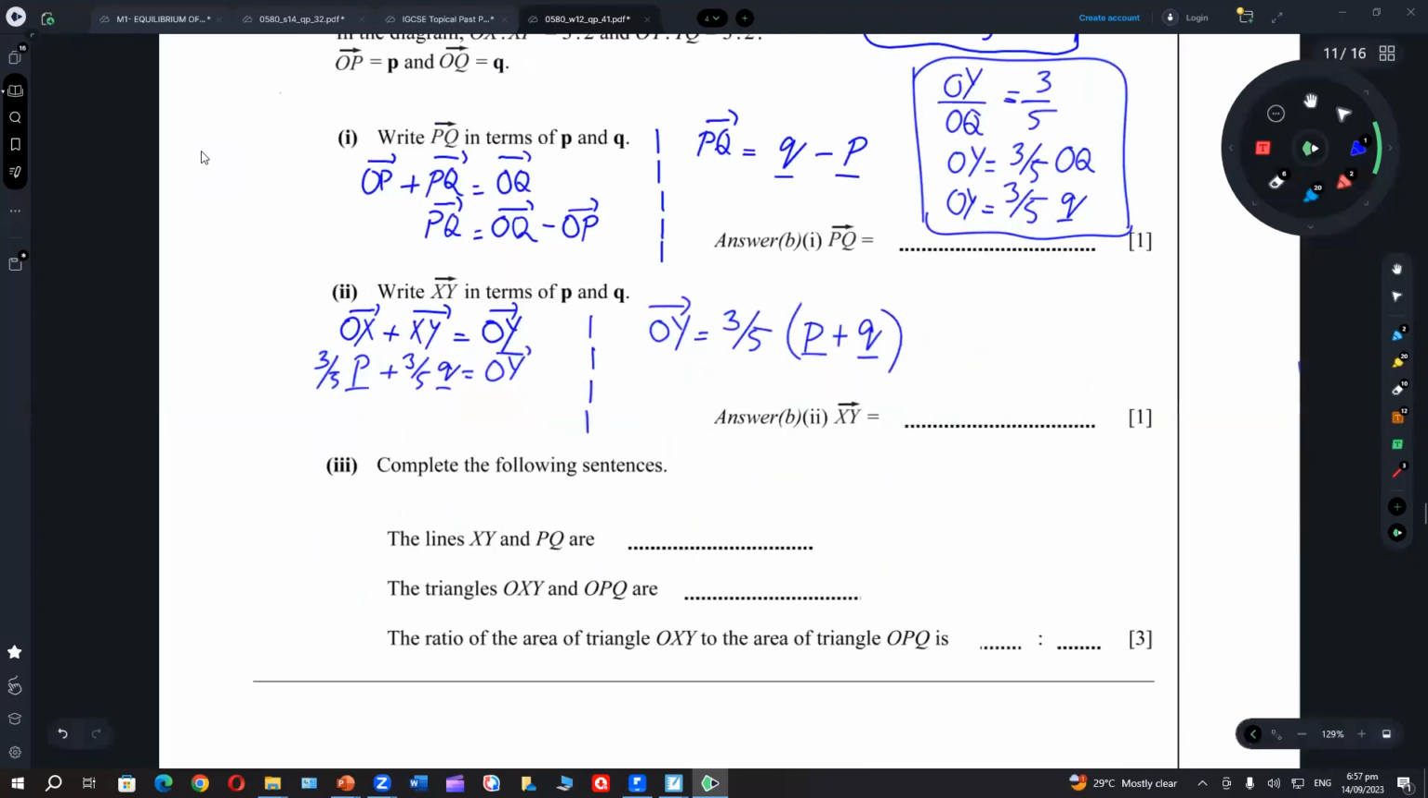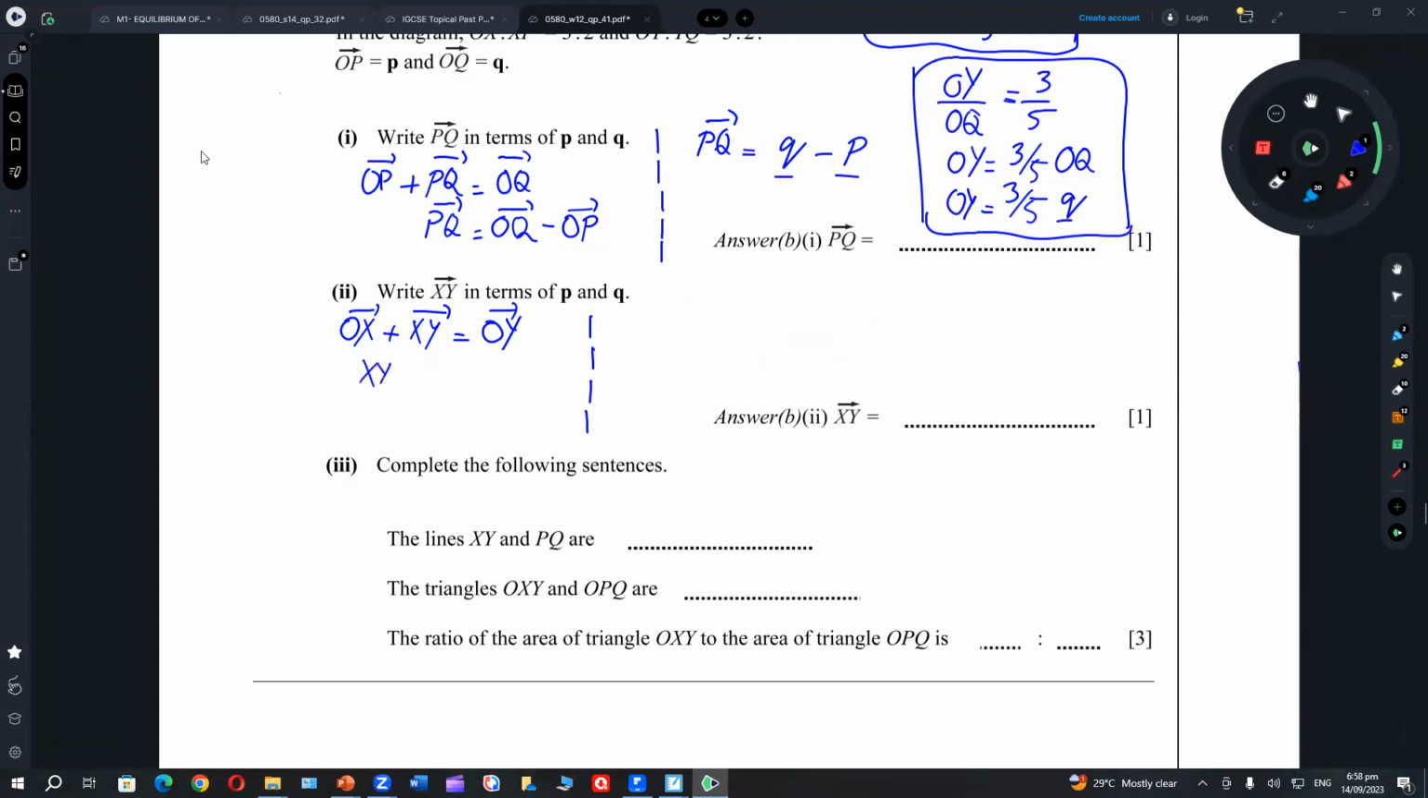He says complete the following sentences, the line XY and PQ. Can you look at the lines XY and PQ? What is XY? We got XY. I think I have made a mistake in writing. I was looking for XY and I didn't make XY the subject. This is the correction. XY is equal to OY minus OX. What is OY? OY is 3 or 5 q. I'm taking common.